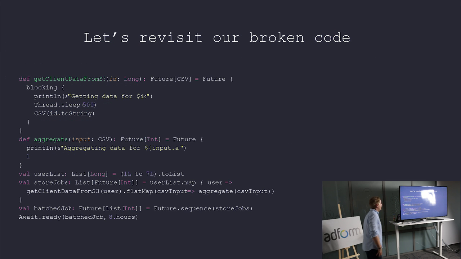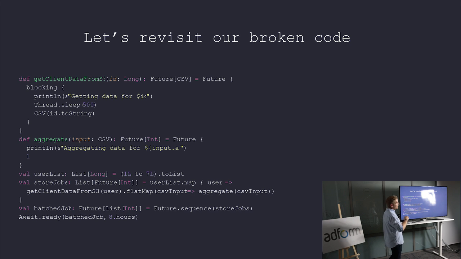Okay, so now a quick example. So this was our broken code, right? The problematic code. So this has this dummy implementation, right? The get client data is doing a sleep. It's, of course, inside a blocking block. We have an aggregate that only prints aggregate. We have 7 users, right? We do this map thing. So this is exactly the same as in the initial example.